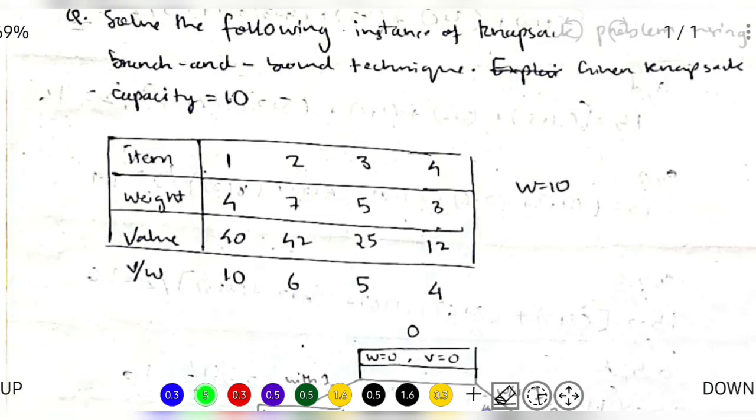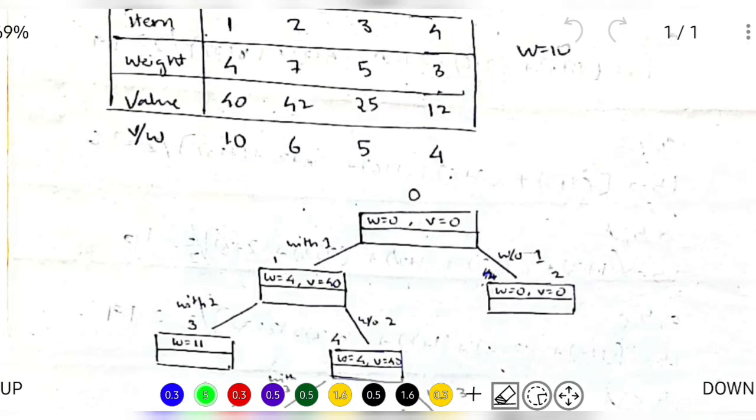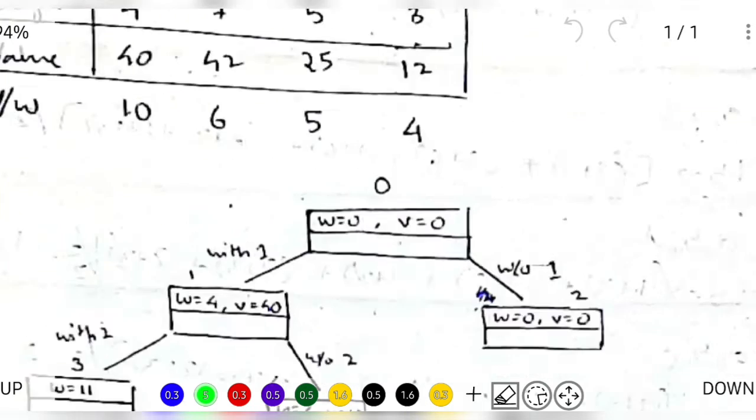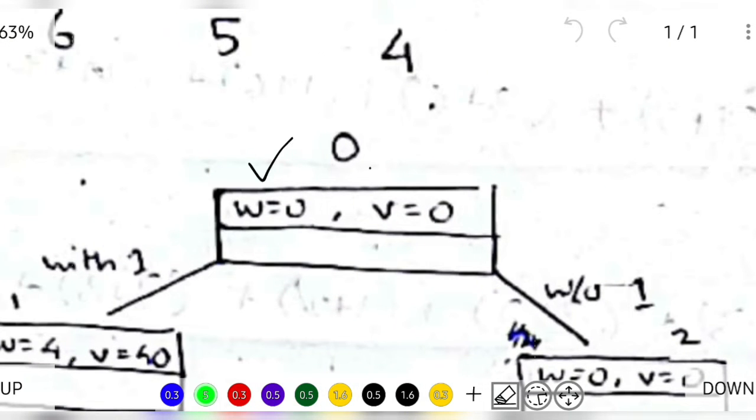Now we'll move on to the problem. The first step is to make this box here and write a 0 here. This is the root node. In the root node we'll have two variables. If you observe carefully, we have W and V. Initially we don't have any weight, meaning we have not included any object, so W is 0 and value is also 0, since no object is included.